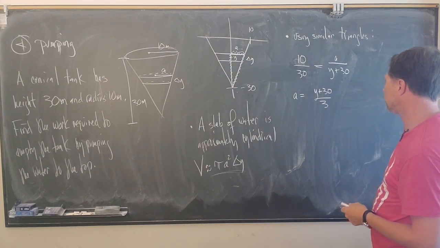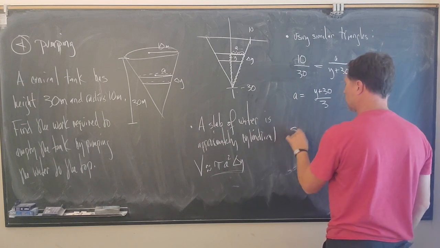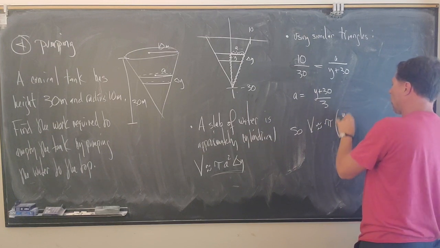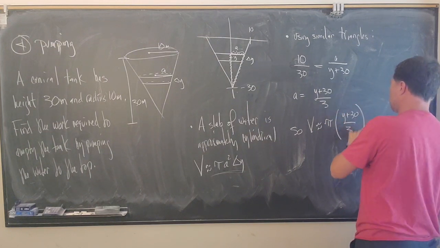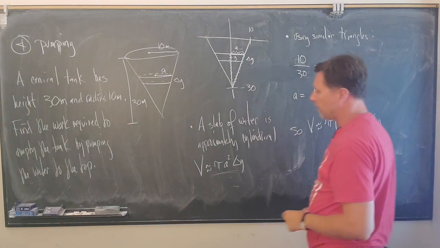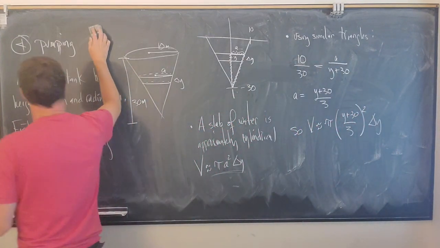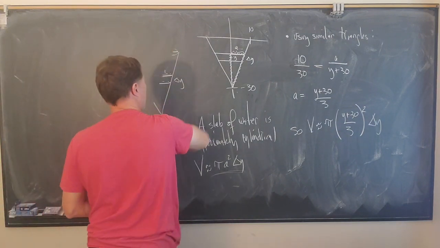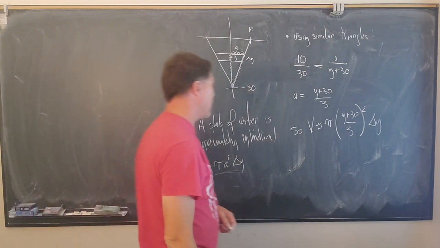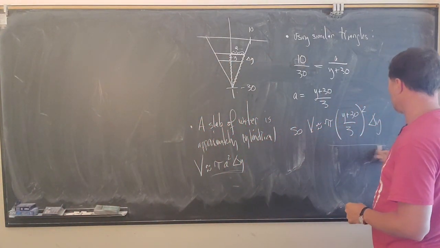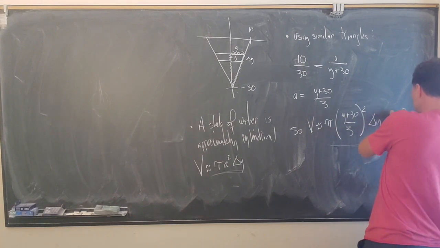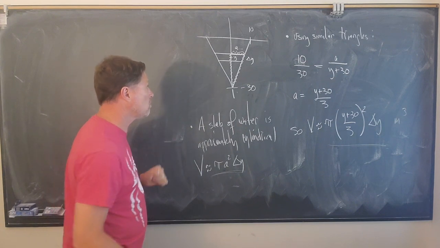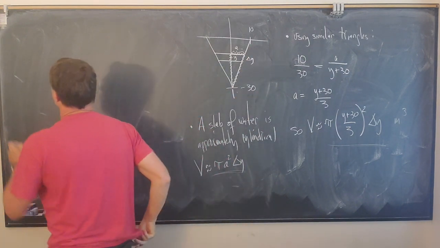That means we can say, so volume is approximately equal to pi, I'm going to substitute now, y plus 30 over 3 quantity squared times delta y. So this formula right here tells us the volume, all right, and this is going to be cubic meters. This tells us the volume of a slab of water at position y of thickness delta y.